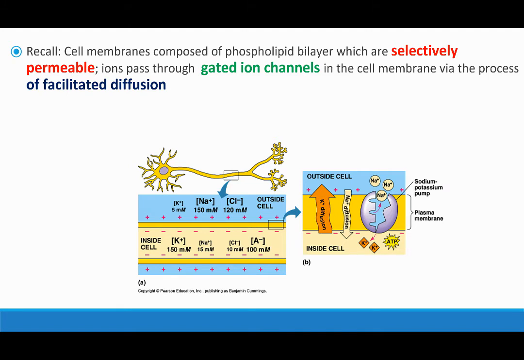As we work our way through what an action potential is, we are getting back to some Science 10 terminology, looking at a cell membrane. The phospholipid bilayer is selectively permeable. So it's got these gated ion channels that are going to allow and regulate the movement of potassium and sodium ions across the membrane in a process called facilitated diffusion.